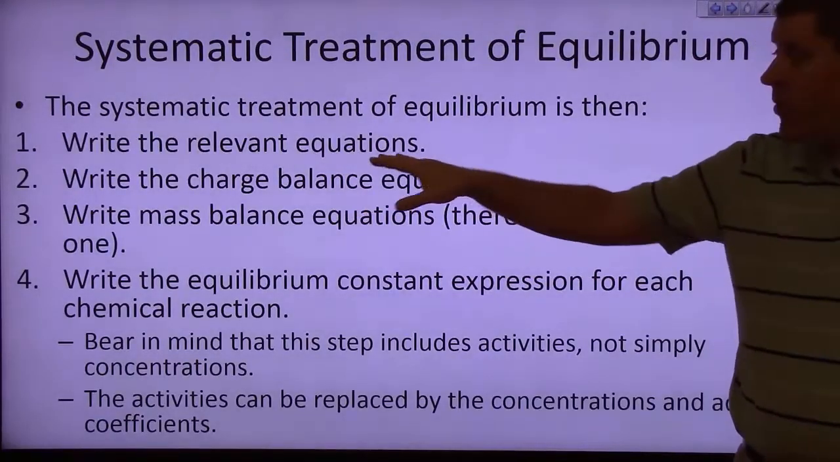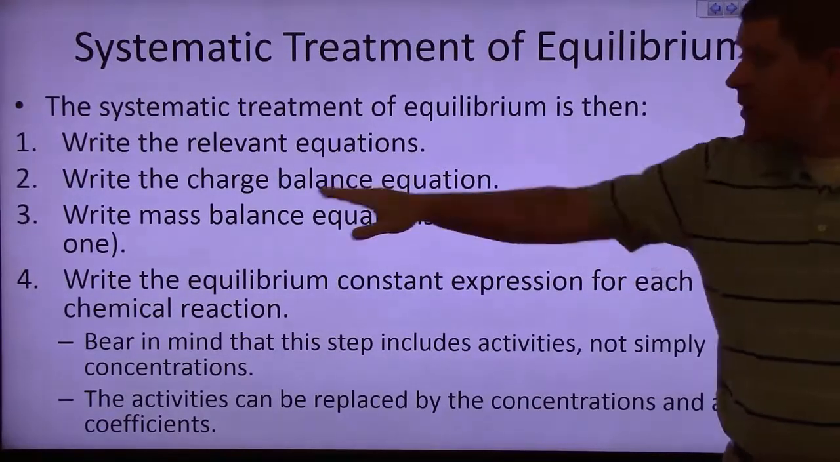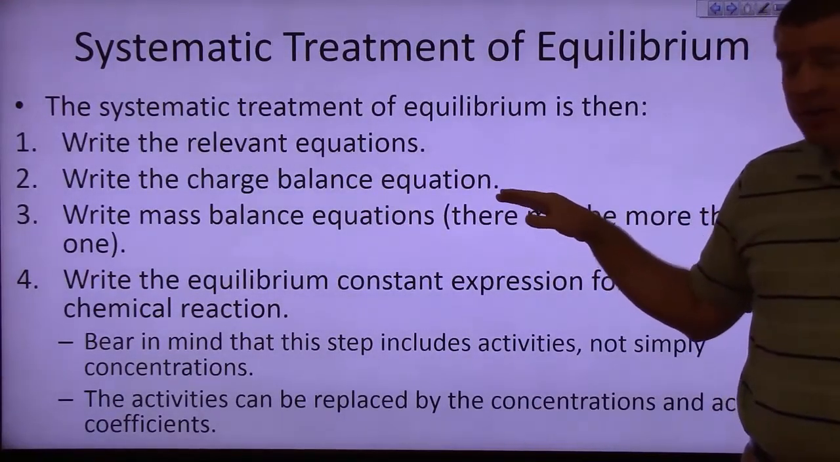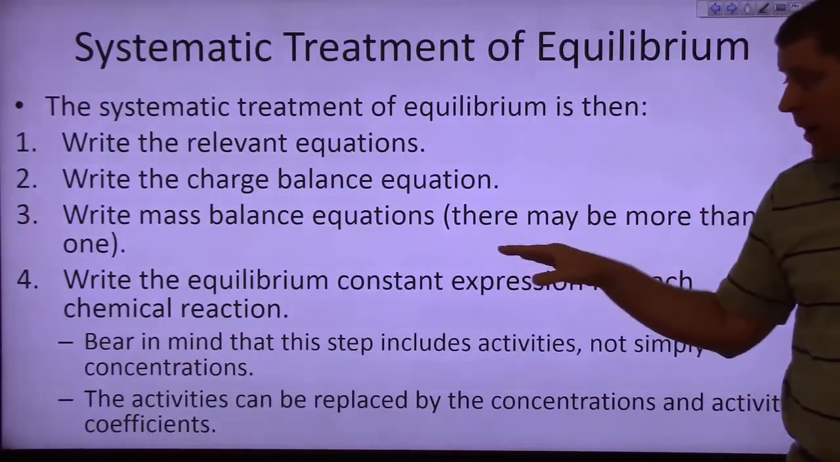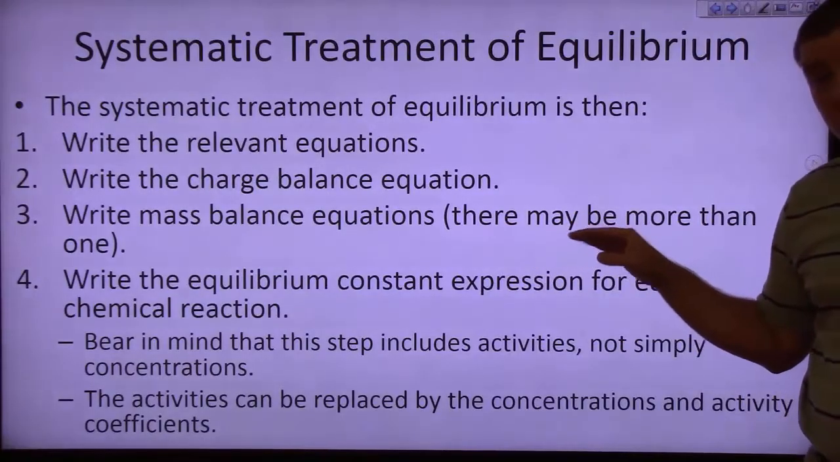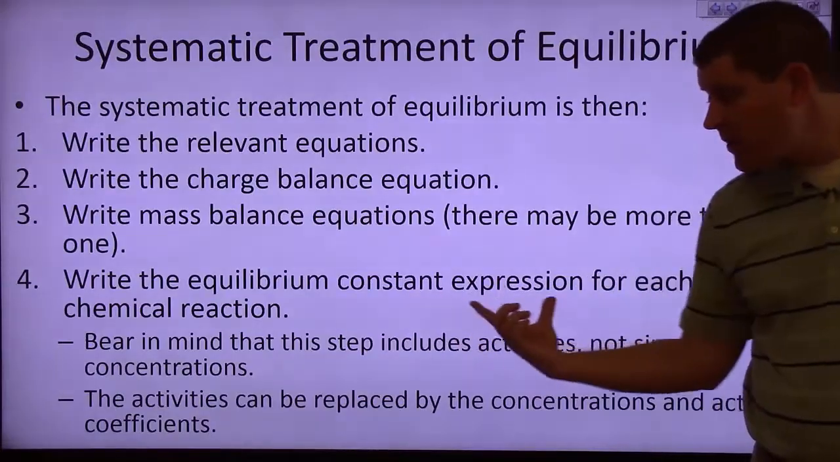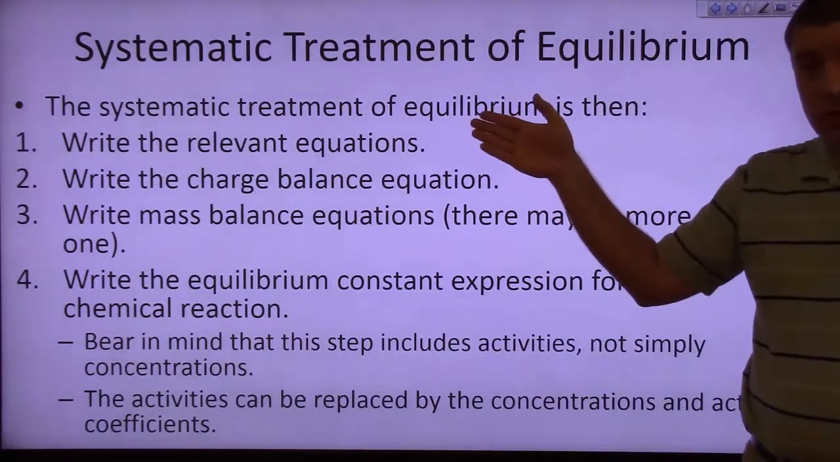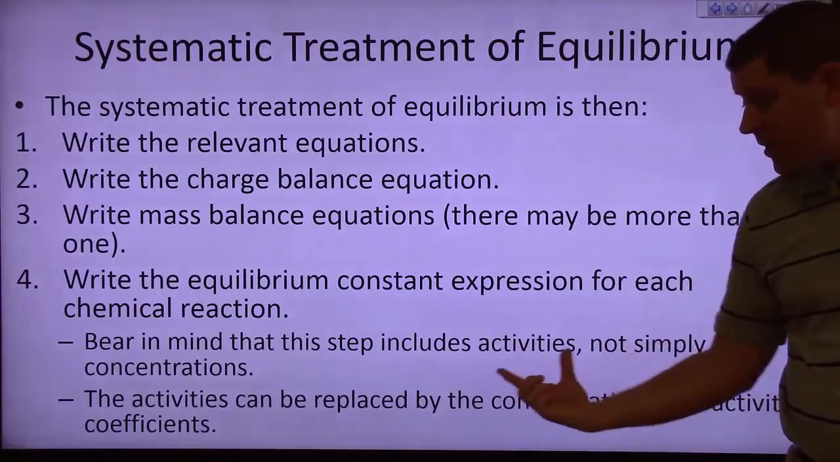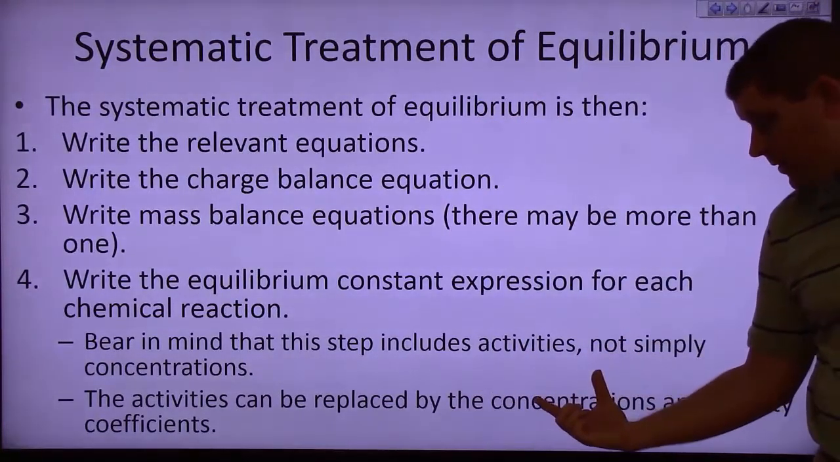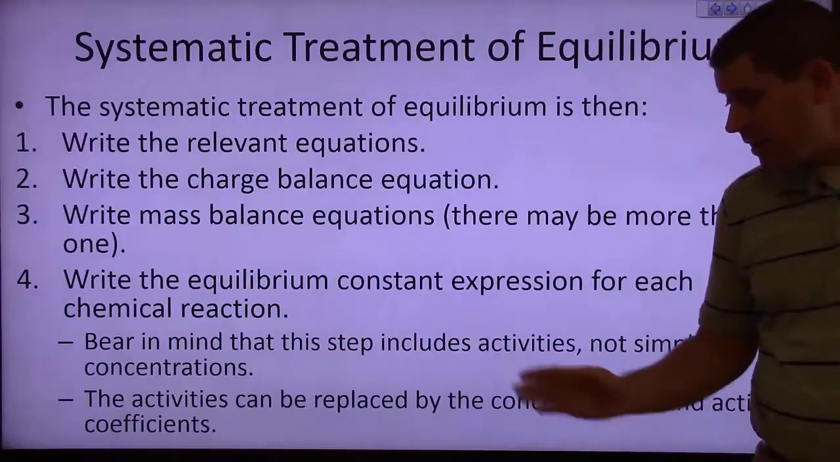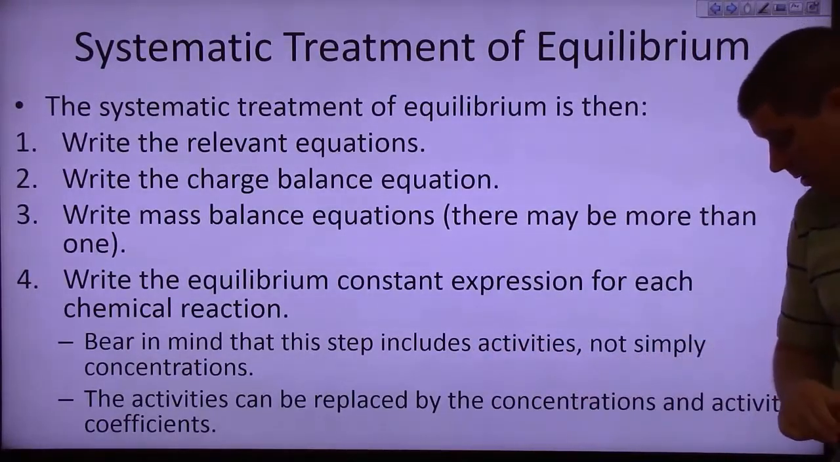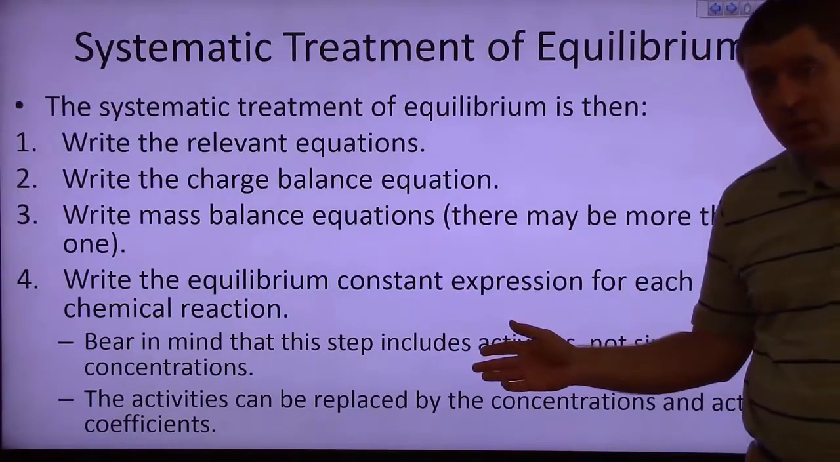So the first step was to write the relevant equations. We did that. The second step is to write the charge balance equation. The third step is to write the mass balance equations. Now note, there may be more than one. The fourth step is to write the equilibrium constant expression for each chemical reaction that we wrote up here in step 1. Bear in mind that this step includes activities, not simply the concentrations. Now the activities can be replaced by the concentrations and the activity coefficients, which we will generally do.